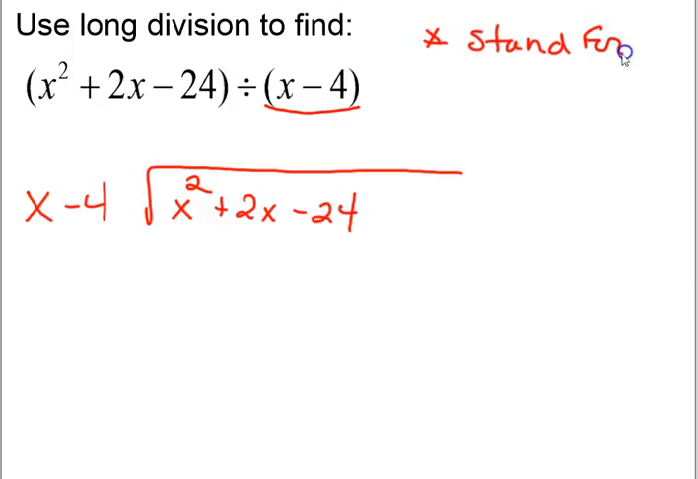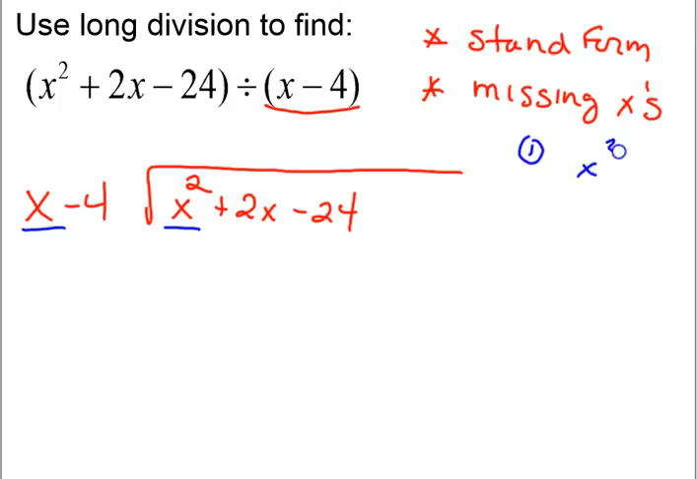We need to look out for standard form, and we need to look out for missing x's. Those will come up later. So what I'm going to do is ask myself, how many times does x go into x squared? So this is step 1. Off to the side, I'm going to take x squared divided by x, and we all know that's x. So I'm going to write x up here.